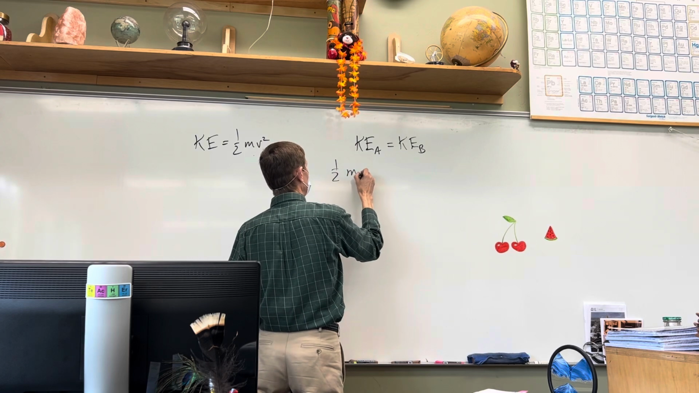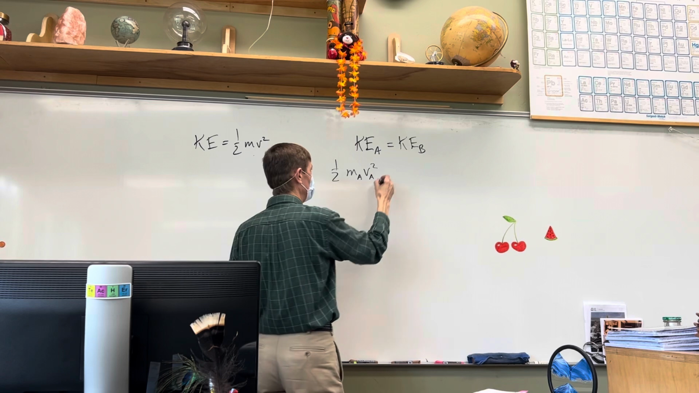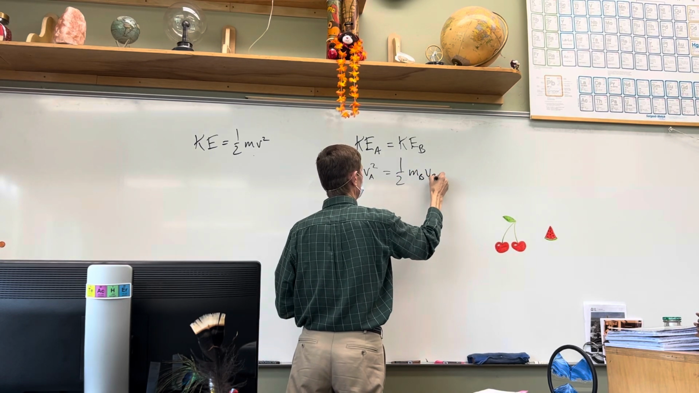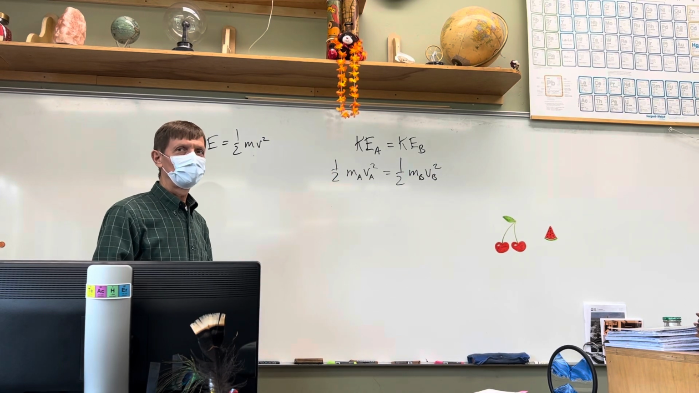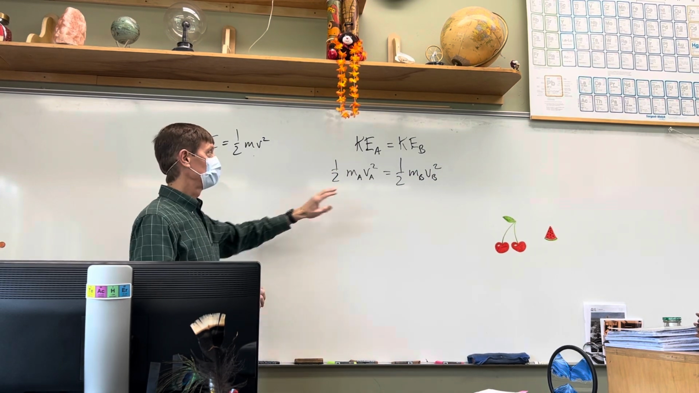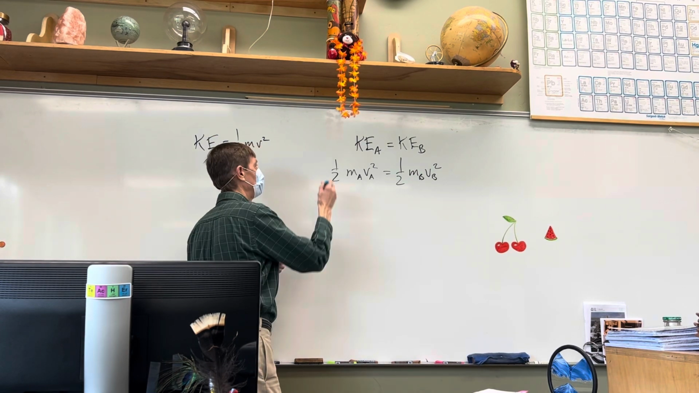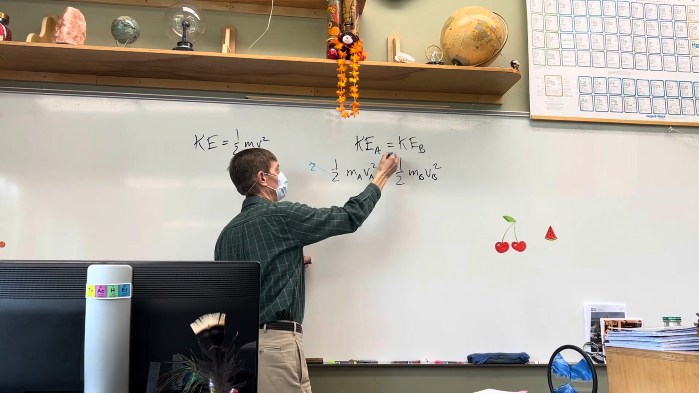1/2 m of A and v squared of substance A will equal that, right? How can I simplify that? You guys should look up here. How can I simplify this? What if I multiply both sides by 2? What happens? Mass and velocity is equal to mass and velocity.